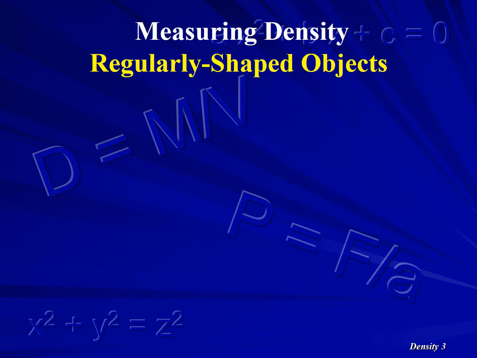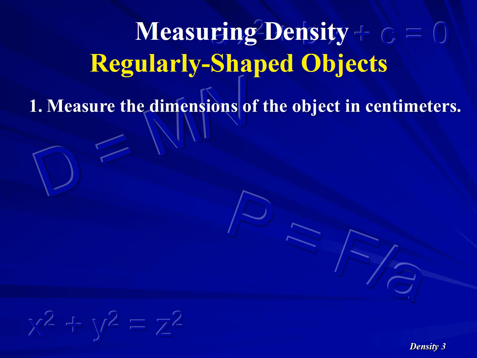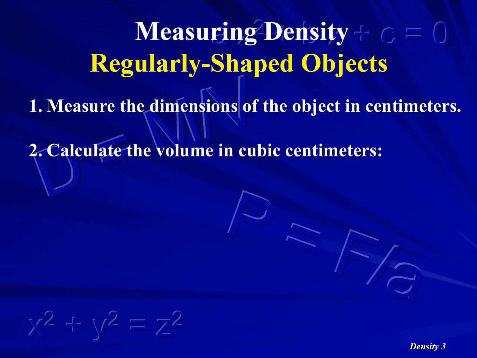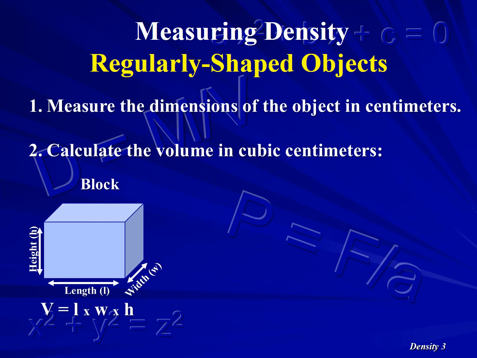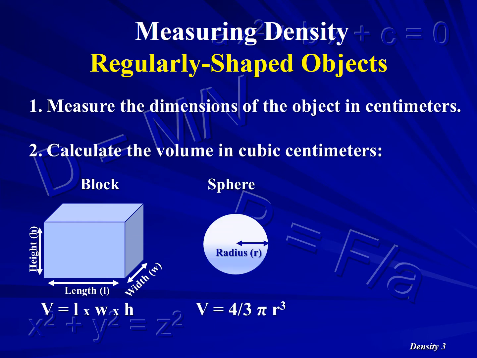How do we determine the density of regularly shaped objects? First, measure the dimensions of the object in centimeters. Next, calculate the volume in cubic centimeters for the shape of your object. For a block, multiply the length by the width by the height in centimeters to determine the volume in cubic centimeters. Measure the radius of a sphere in centimeters, or divide its diameter by 2 to obtain the radius.